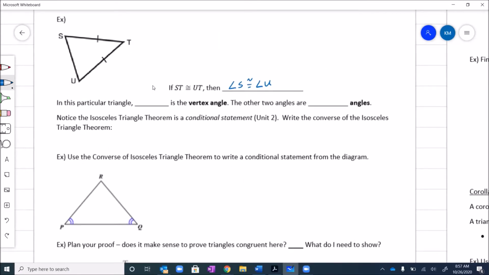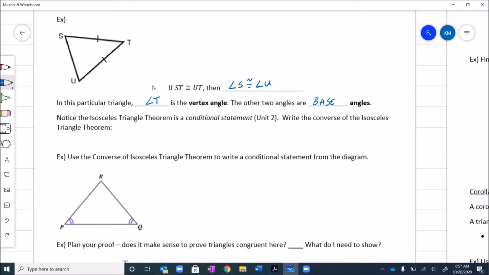Okay, in this triangle in particular, angle T is the vertex angle, okay? And the other two angles we would call base angles. Notice that the isosceles triangle theorem is a conditional statement. That's an if-then statement. Learned that in Unit 2.